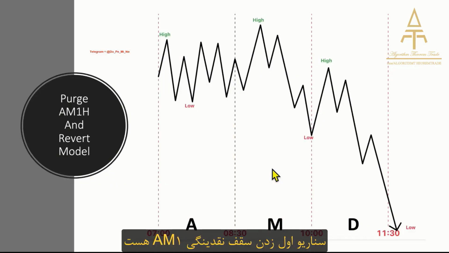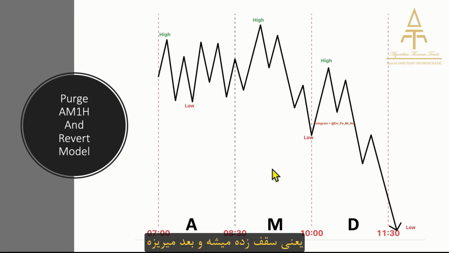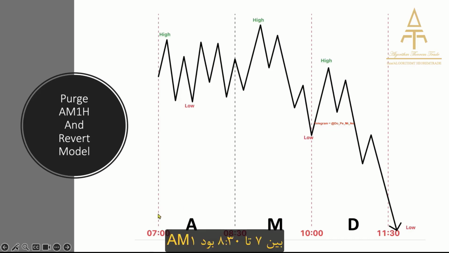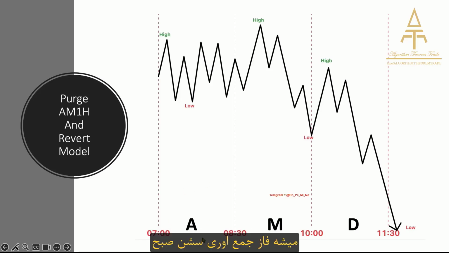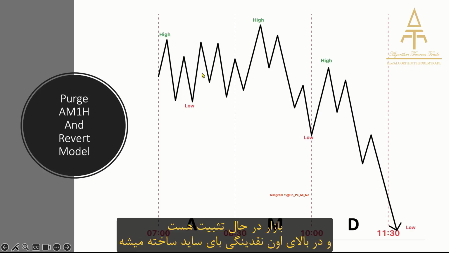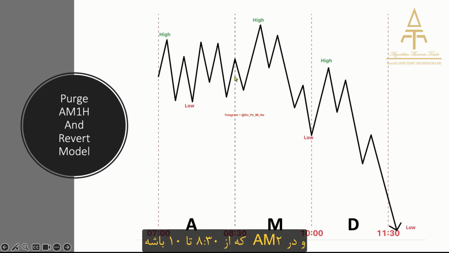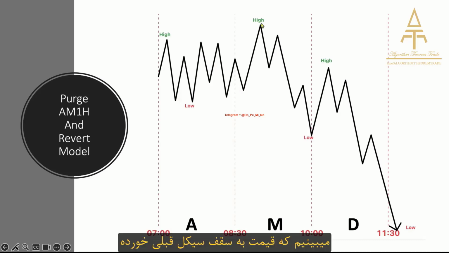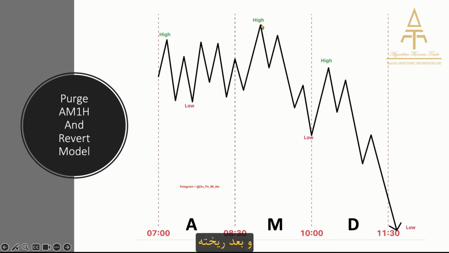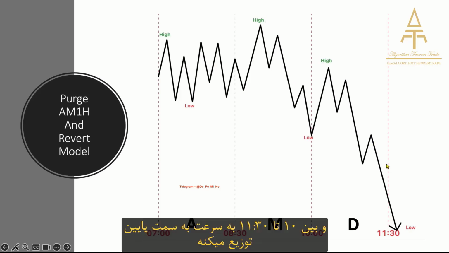The first scenario is a purge of the AM cycle 1's respective high and a reversal model. The AM cycle 1 is between 7 to 8:30. This is the accumulation phase of the AM session. We can see that the market is consolidating. Buy-side liquidity is being engineered above those highs. Then during the second 90-minute cycle, between 8:30 to 10, we can see that the market trades above that previous cycle's high and it reverts lower. It displaces to the downside. Then between 10 to 11:30, the market distributes quickly lower.